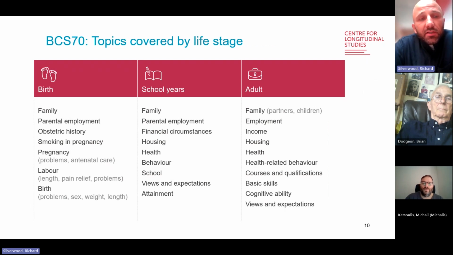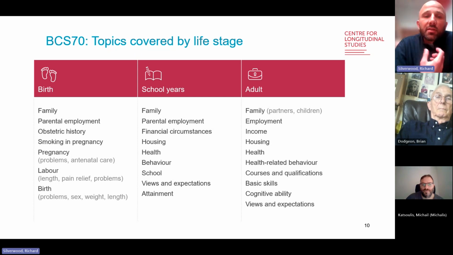So BCS 70 started off at birth really as a birth survey. The focus was very medical, so we collected a lot of information about the pregnancy, the labour, the birth itself, and factors around that. The study has naturally developed over the years to include different areas of interest that are relevant to the life stage of the cohort members at that point in time.